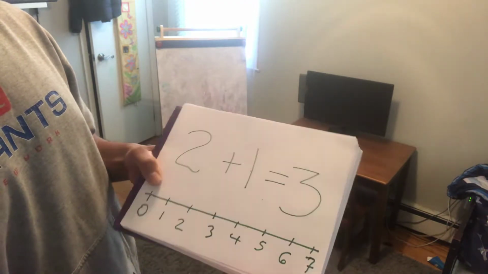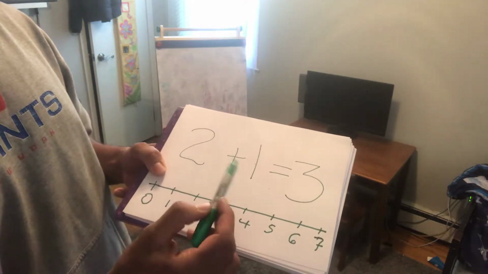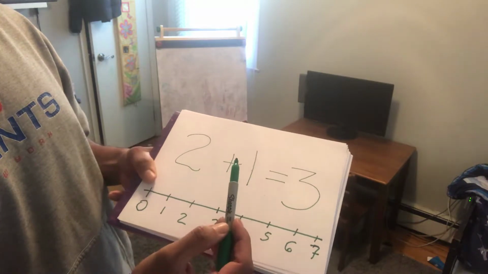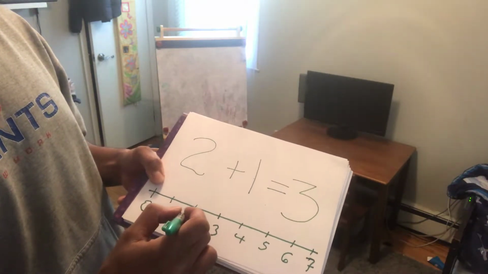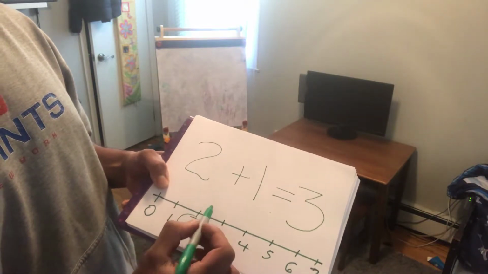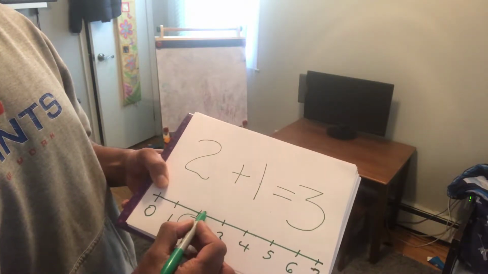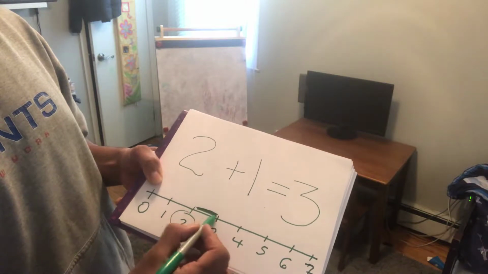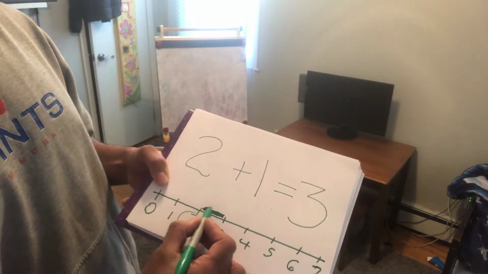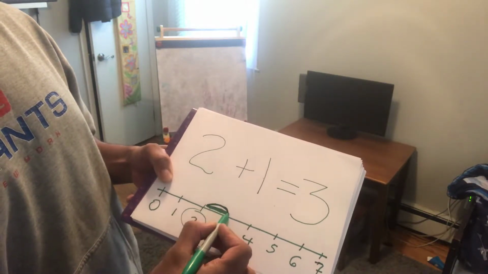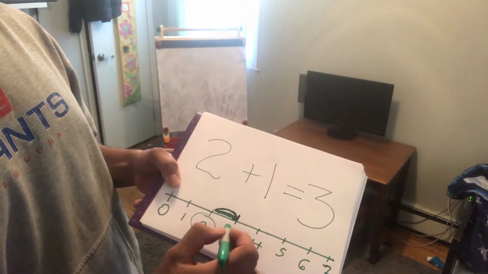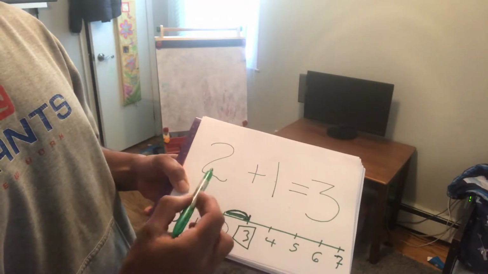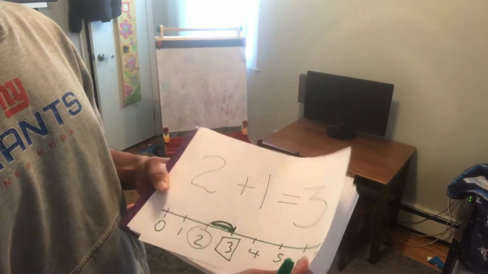So if you want to solve the problem about what 2 plus 1 is equal to, you're going to start at 2. Where do you start? You start at 2. And then you're going to count one space. This is a space right here. One space over from 2 gets us to 3. So that's the answer. 2 plus 1 is equal to 3.